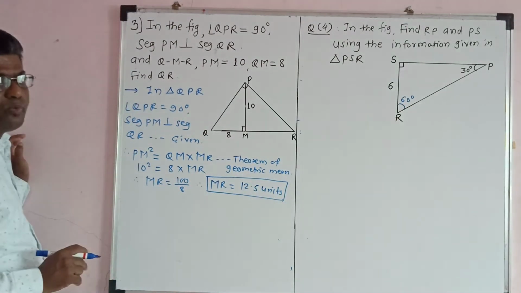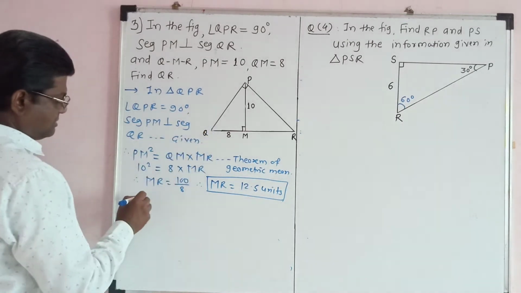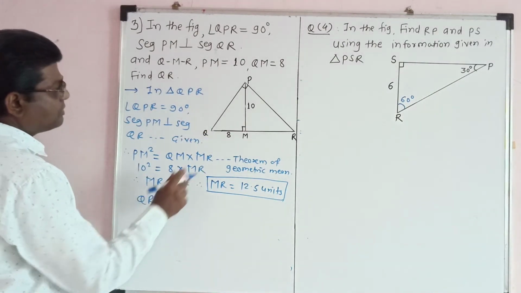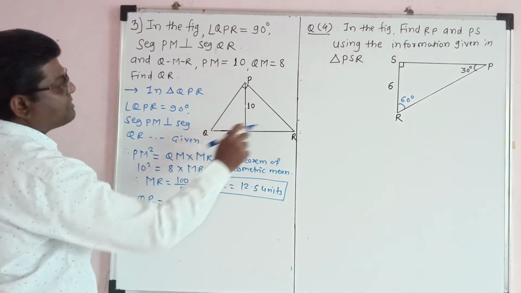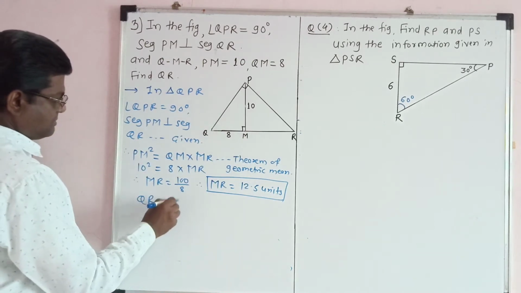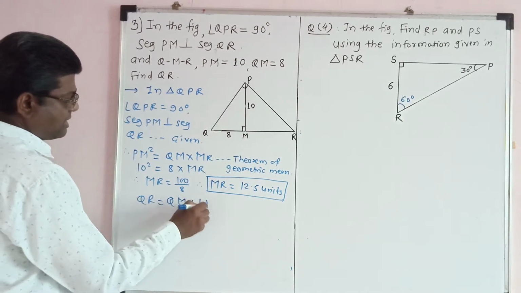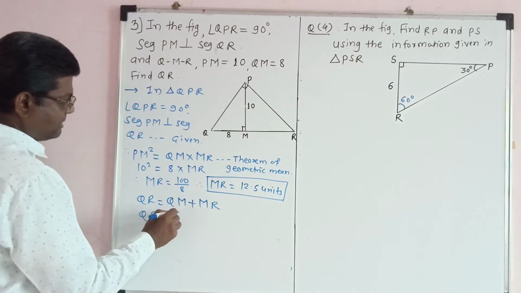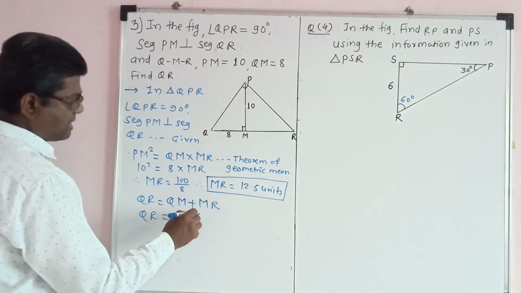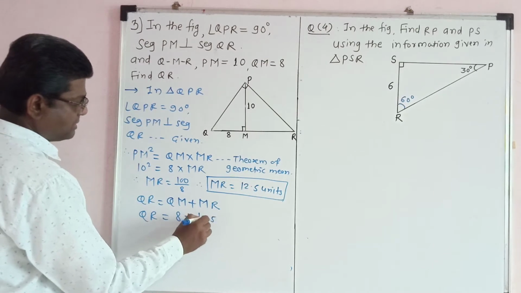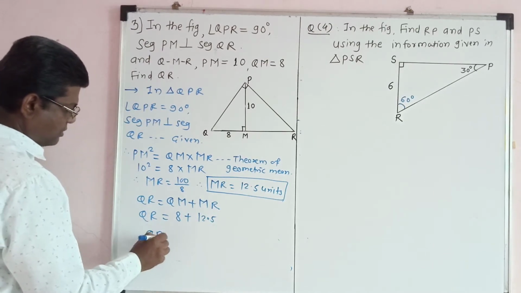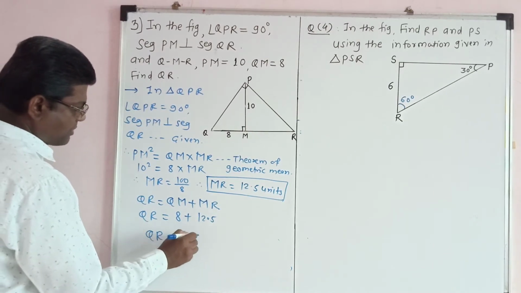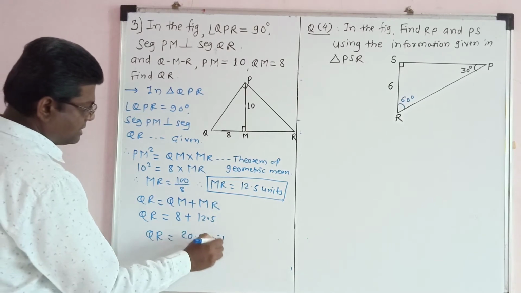Now we have to find QR. So QR is equal to QM plus MR. So QR is equal to QM, which is 8, plus MR, which is 12.5. Therefore QR is equal to 20.5 units.